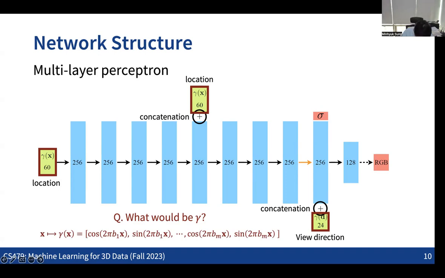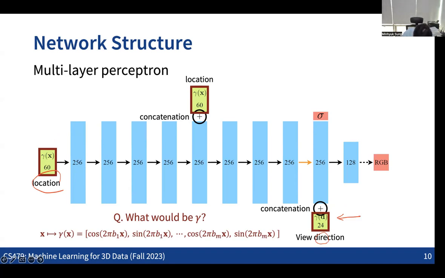You can also see that the structure is interesting: the dimension that we map each input to, some high dimensional space, is different for the location and the view direction. For the location, the input is mapped to a 60-dimensional output, while for the view direction, the input is mapped to a 24-dimensional output. And the other difference is that the location is fed from the very beginning of the neural network, while the view direction is fed at the very end. Can you see why we make this kind of design?